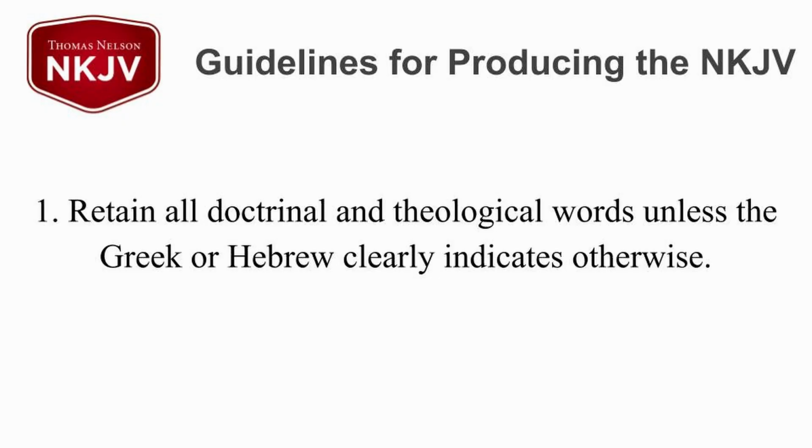So let me share with you their guidelines for revising the King James Version. And there are 16 guidelines here. The first is to retain all doctrinal and theological words unless the Greek or Hebrew clearly indicates otherwise. So what they're trying to do here is to make sure that they kept all the words that were in the King James Version that were doctrinal and theologically oriented, so that there wouldn't be a major change in words like justification and sanctification and words that have a lot of theological weight to them.